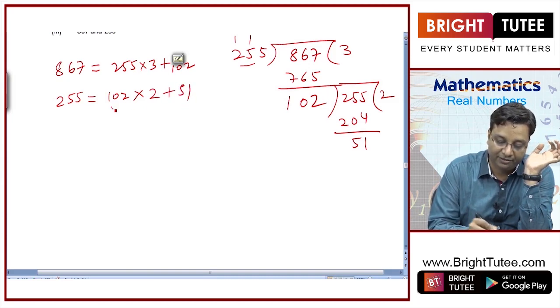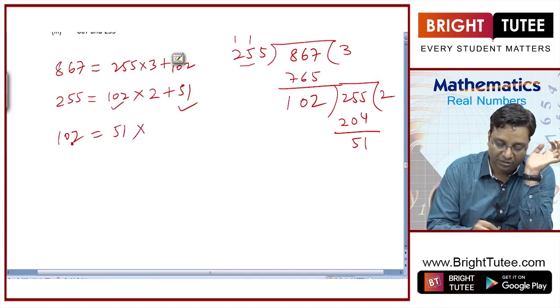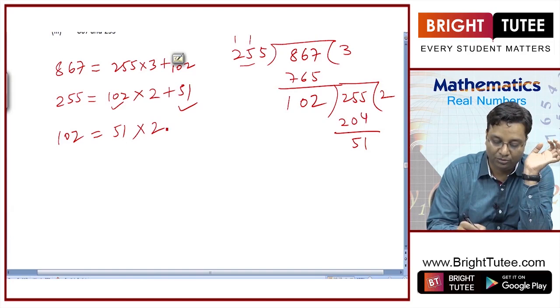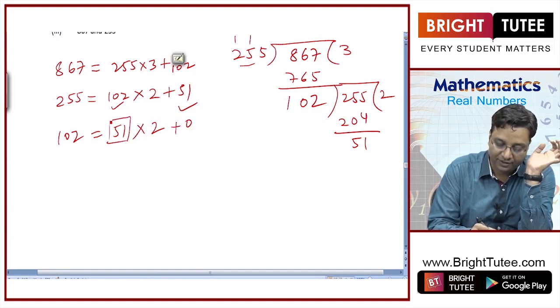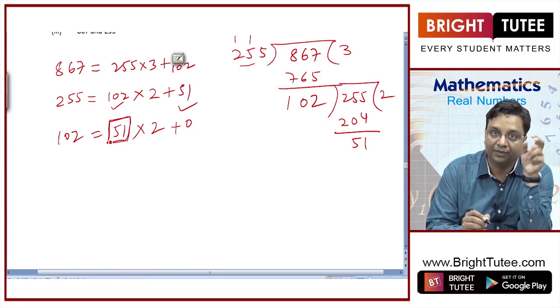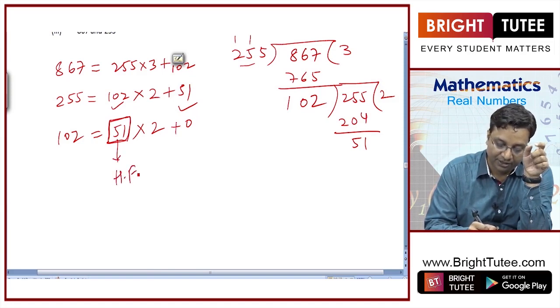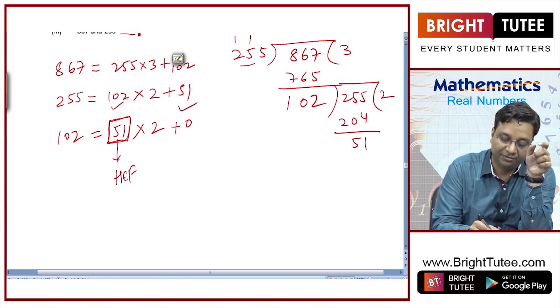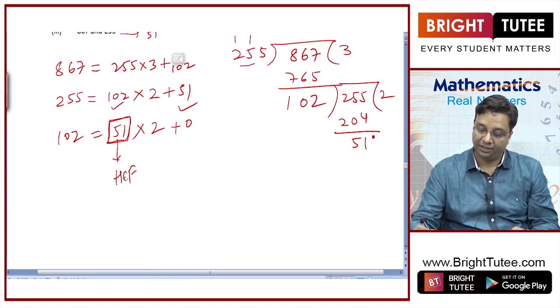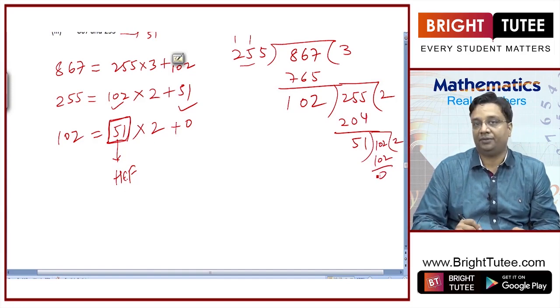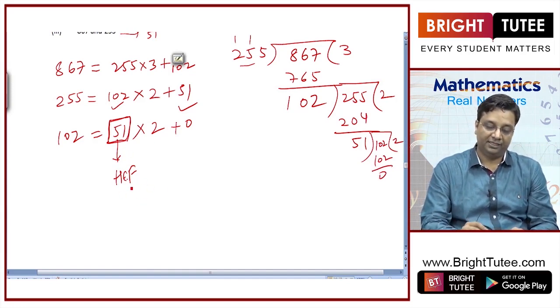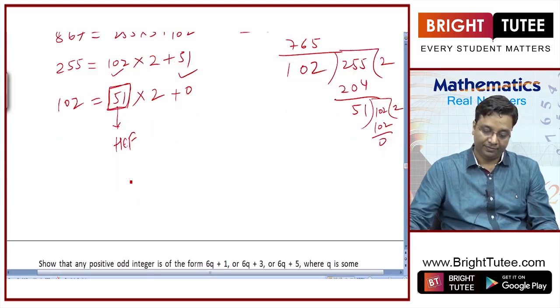In the next step I will divide 102 by 51. So 102 is equal to 51 into 2, and it will leave no remainder in this step. So 51, the divisor in the last step, in which the remainder is 0, is our HCF. So 51 is the HCF, because when we divide 102, it will give us 0 as our remainder. So the required HCF is 51.